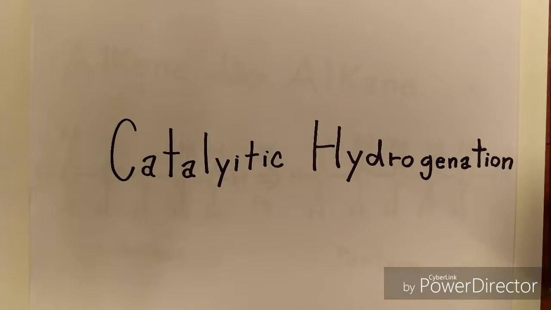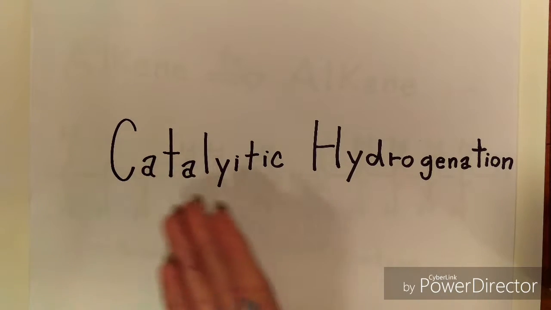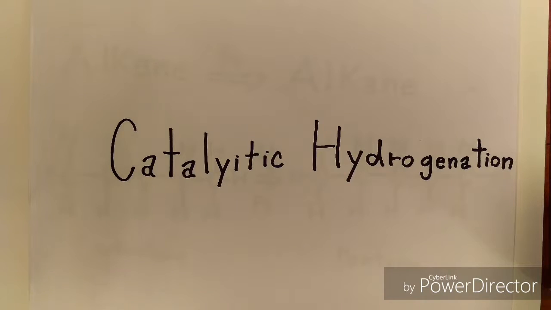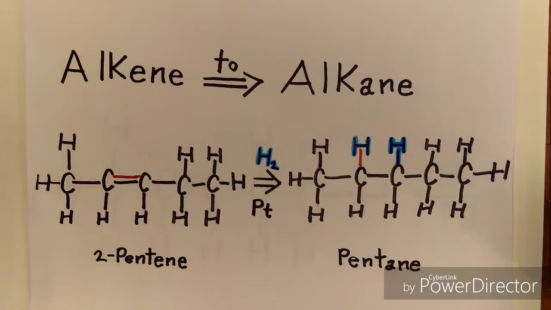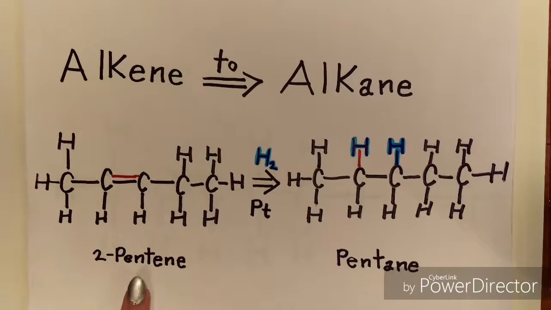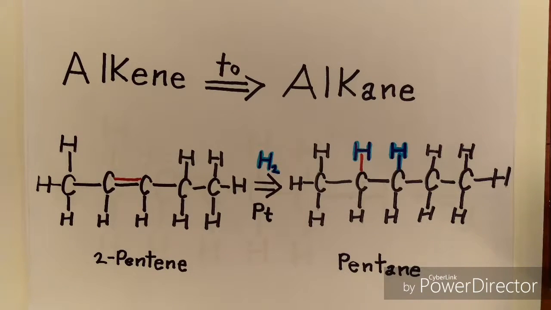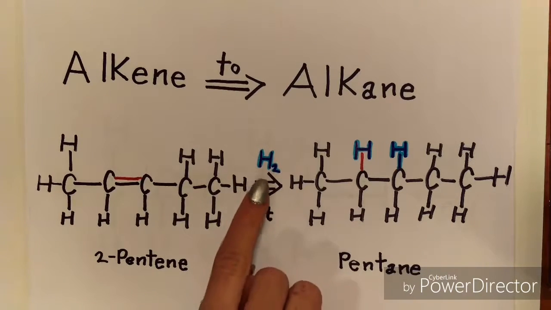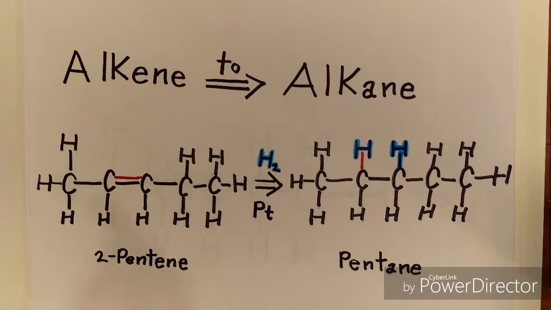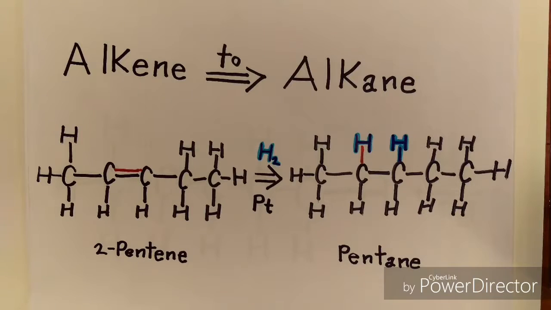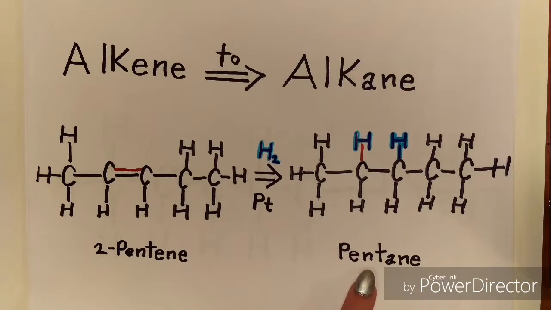In this video, we are going to cover the chemical reaction known as catalytic hydrogenation, which involves the reduction of alkenes into alkanes. In this example here, we have the reactants and the products of a catalytic hydrogenation reaction. Here we have the hydrocarbon 2-pentene reacting with the H2 molecule in the presence of the catalyst platinum to create the reduced product of pentane.